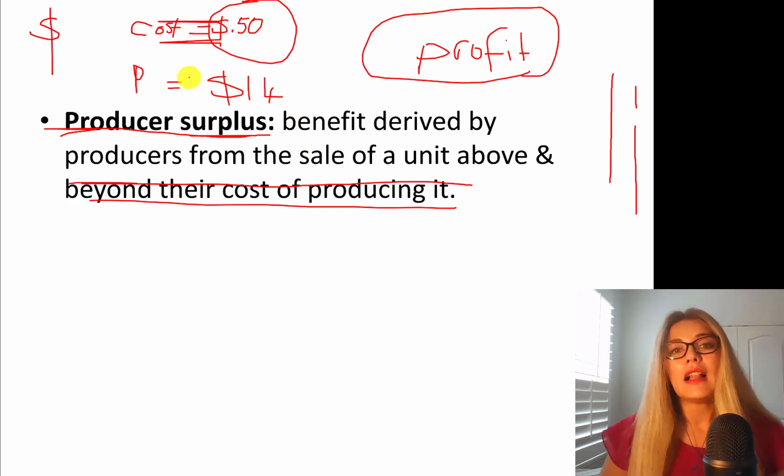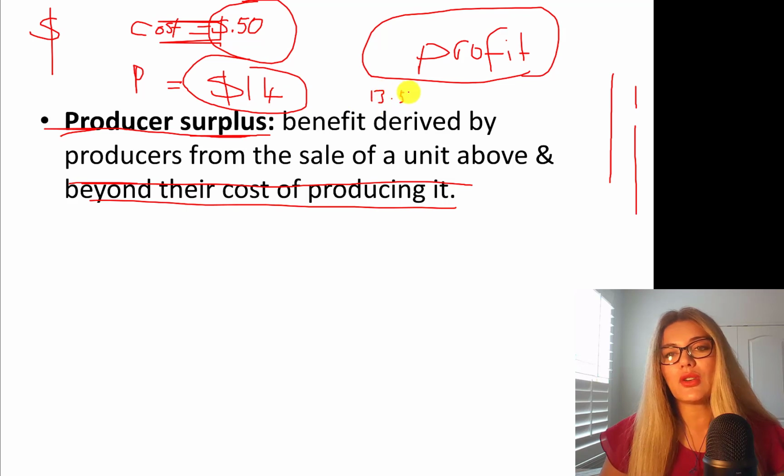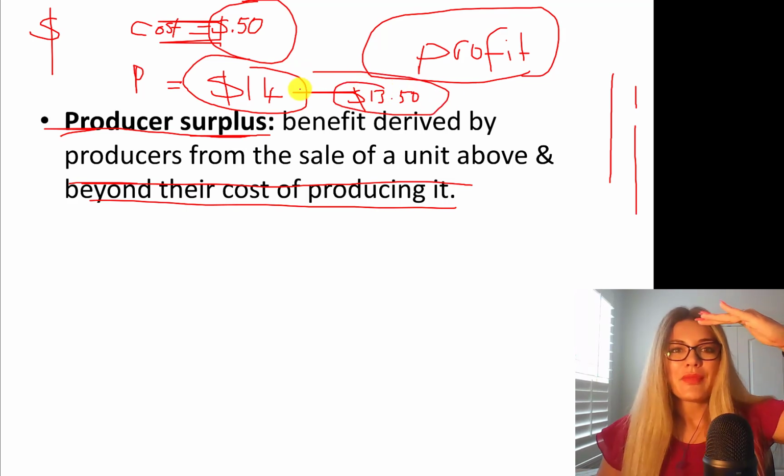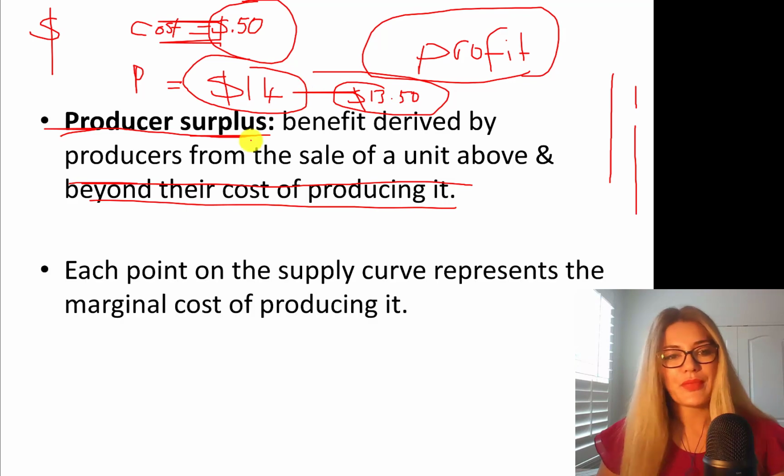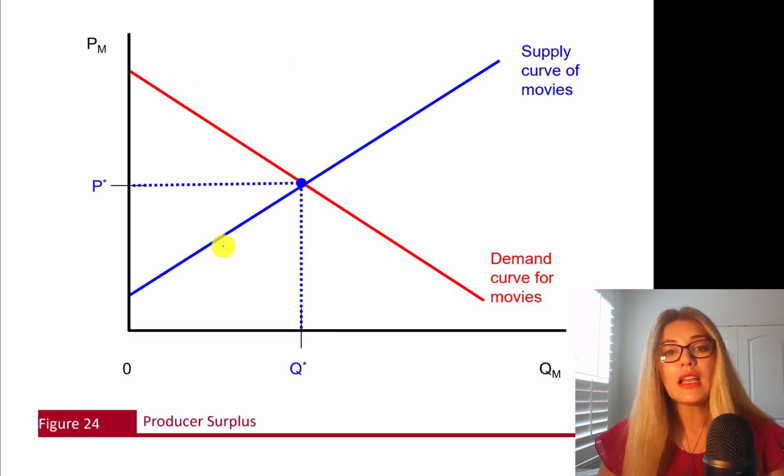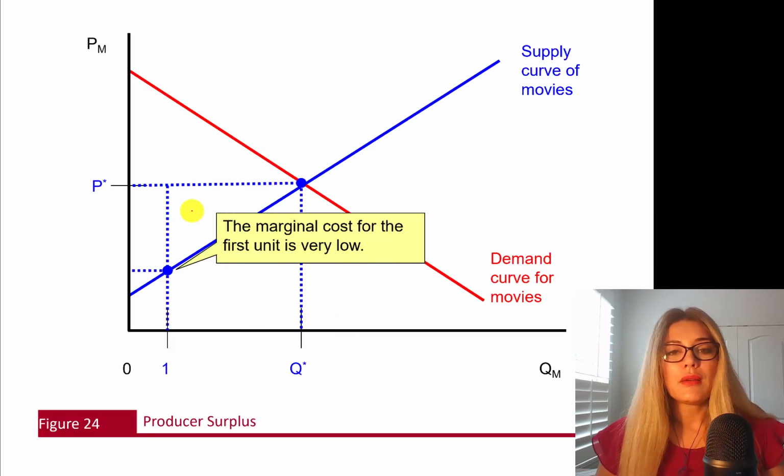If you can sell it for $14 minus the cost, $13.50 will be your producer surplus. Producer surplus is easier to figure out because it's the sale price minus the cost. Each point on the supply curve will show you the marginal cost of producing that last unit. The marginal cost of producing the first unit is low, right? Here, this is the marginal cost.